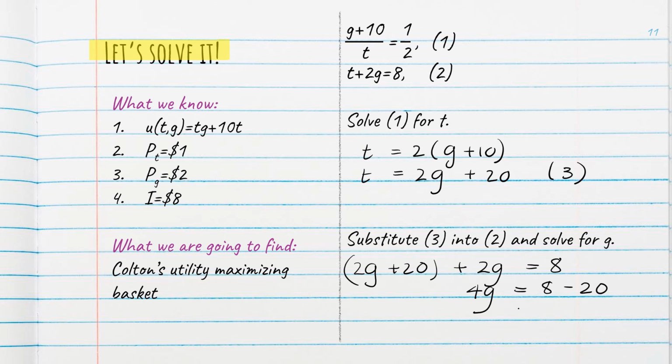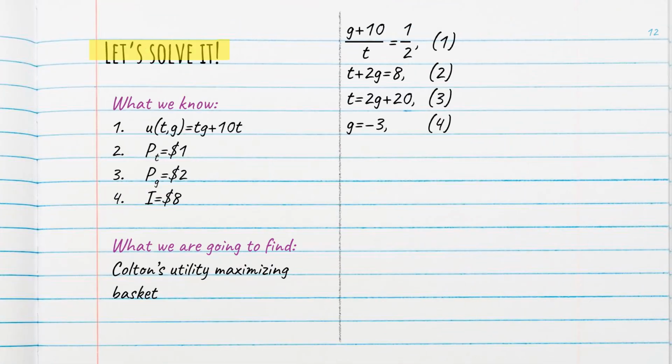minus 20. I hope you see the problem that's starting to appear. 8 minus 20 is equal to negative 12. So G is equal to negative 12 divided by 4, which is negative 3. I'm going to call this equation 4.